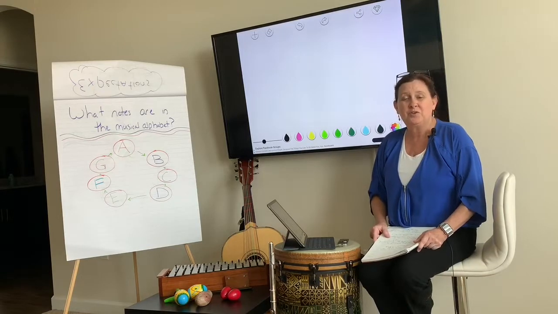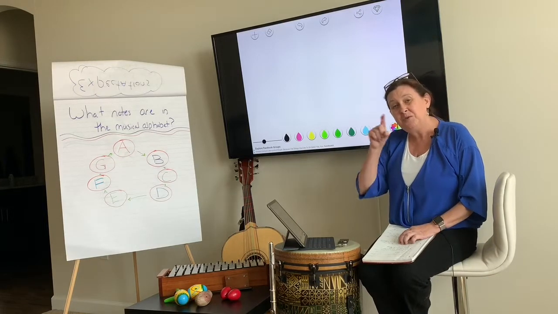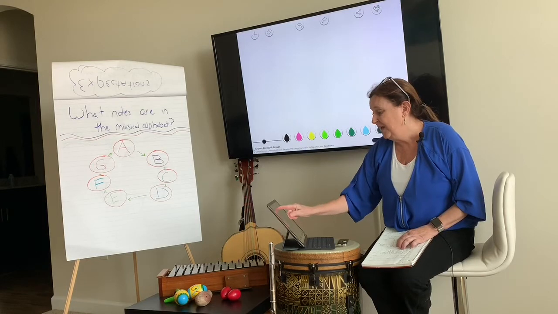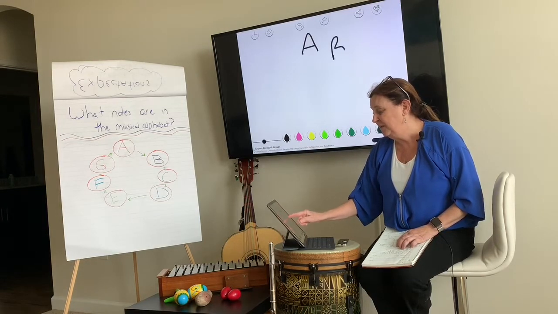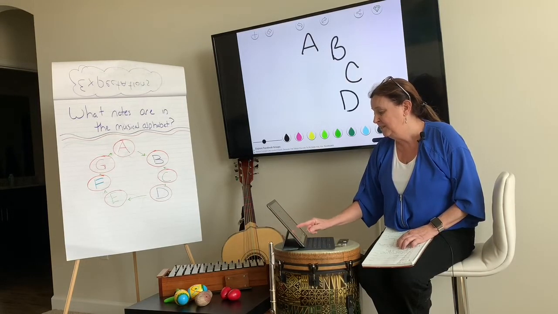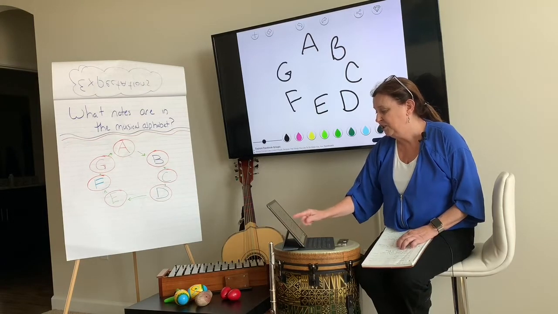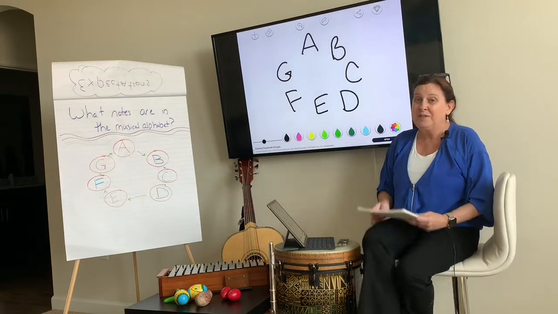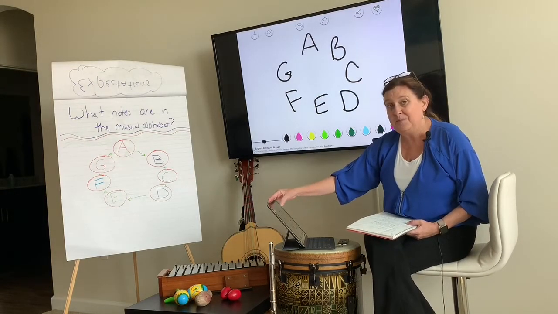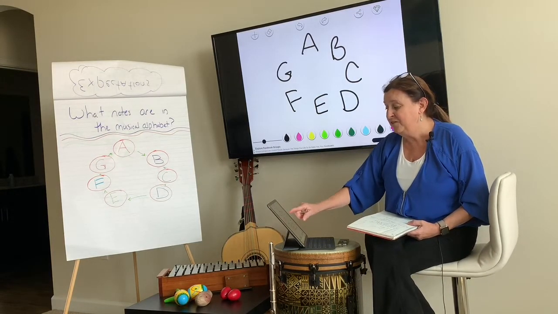What we're going to do is draw the musical alphabet, but we're going to do it in a circle. A, B, C, D, E, F, G. Okay, now we're going to sing it. A, B, C, D, E, F, G.